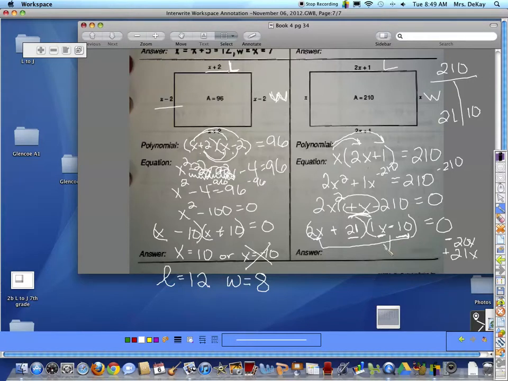I know in this case, x equals 10. And in this case, x is going to equal a negative something, isn't it? It's going to equal a negative 11 and a half. But I'm not going to use a negative, am I? Because I can't have that be negative. So I'm not going to use this one, so it really doesn't matter. I know that x is 10. So what is your length and what is your width?